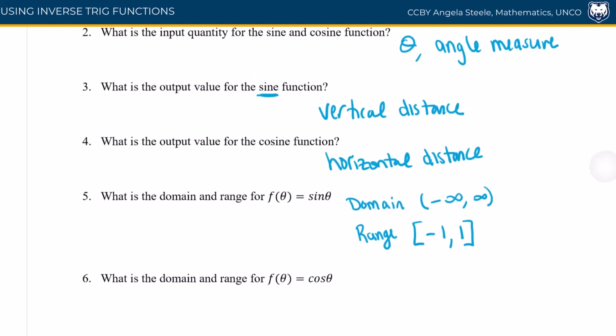And then the domain and range for the cosine function is going to be the same thing. Even though we're looking at the horizontal distance, our angle measure can keep going. We can keep rotating that wheel, and then the range is -1 to +1.